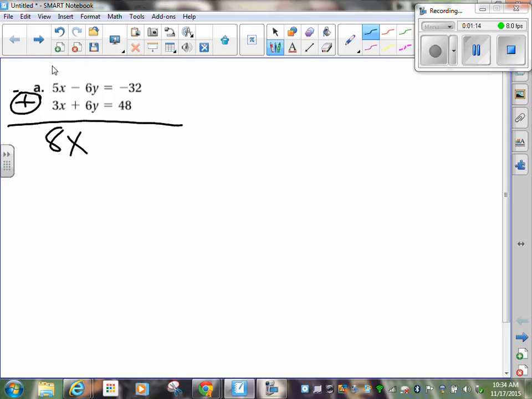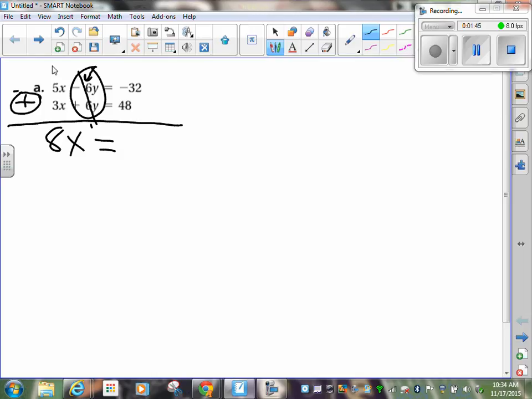Okay? -6y plus 6y, they cancel out, so it's 0. Okay? Nothing is there. So I can just erase that because they eliminate. Okay? These letters and numbers eliminate. I bring down the equal sign, and then I have -32 plus 48.